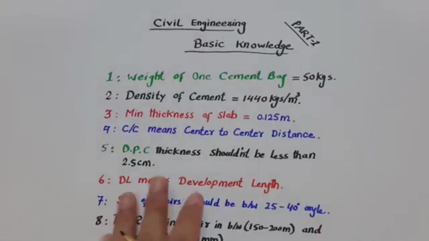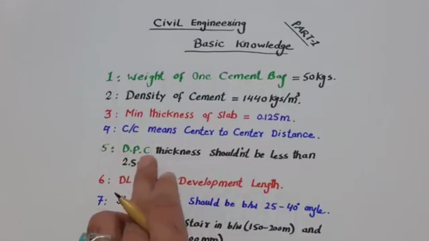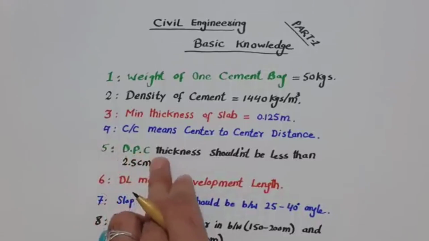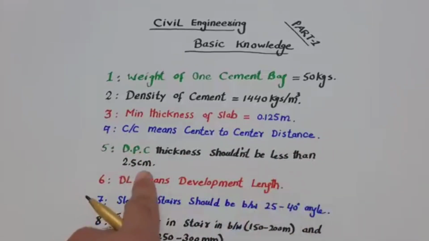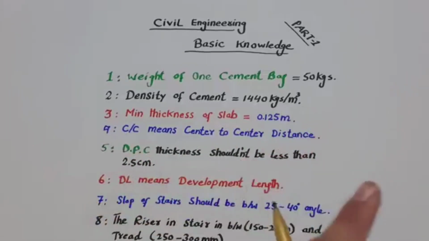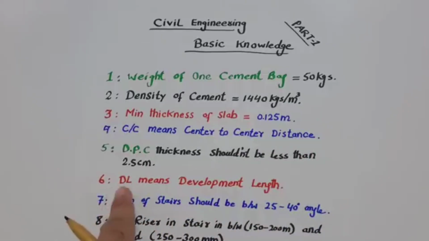Next one, guys, you can see thickness of DPC, damp proof course, which should not be less than 2.5 centimeter or 1 inch.